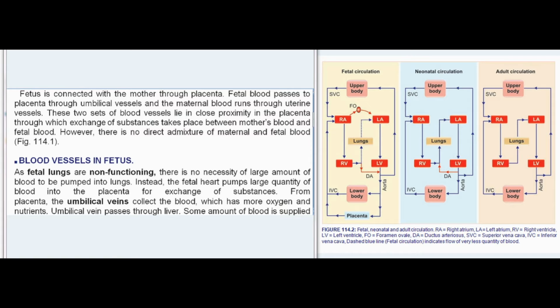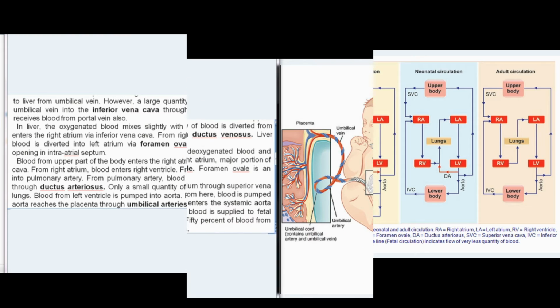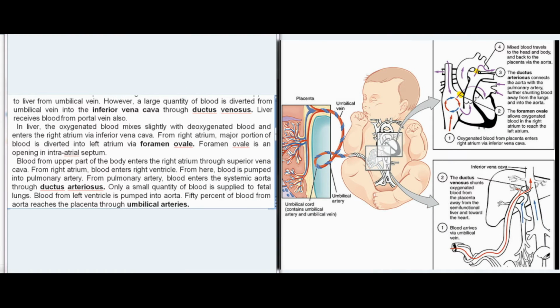Blood vessels in fetus. As fetal lungs are non-functioning, there is no necessity of large amount of blood to be pumped into lungs. Instead, the fetal heart pumps large quantity of blood into the placenta for exchange of substances. From placenta, the umbilical veins collect the blood, which has more oxygen and nutrients. Umbilical vein passes through liver. Some amount of blood is supplied to liver from umbilical vein. However, a large quantity of blood is diverted from umbilical vein into the inferior vena cava through ductus venosus.